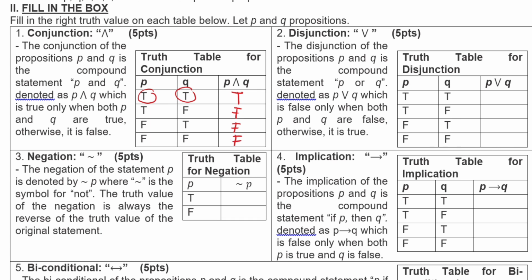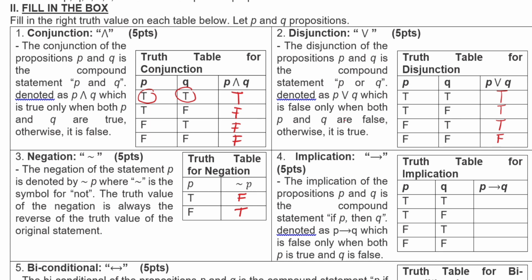Number 2, disjunction. The keyword here is false only when both P and Q are false. Otherwise, it is true. Both P, Q are false. Therefore, this is false and the rest are true. Negation. The truth value of the negation is always the reverse of the truth value of the original statement. Therefore, this is true, then it becomes false. This is false, it becomes true.